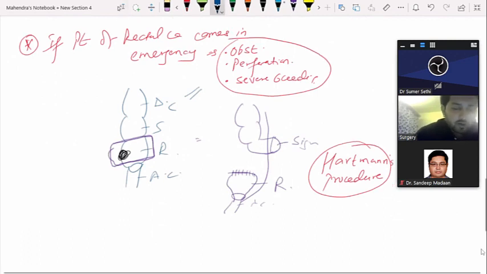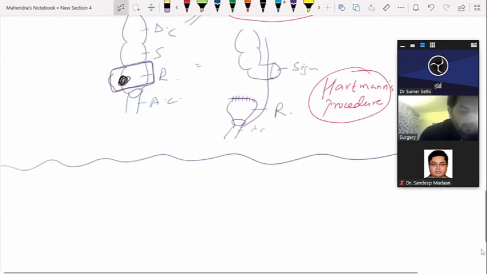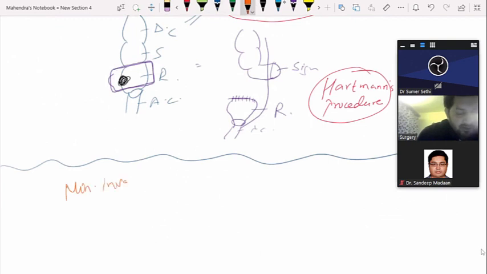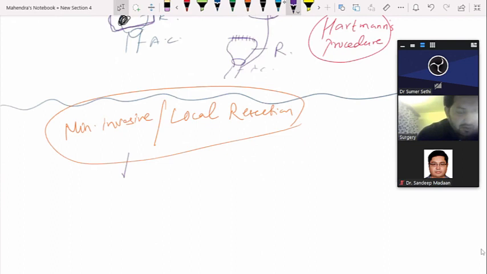Okay, so one more thing I'll tell you, about minimal invasive surgeries, or you can say local resection. Later, when you do the surgery, if you are doing LAR, you can go for anastomosis. But if you are doing APR, then obviously there is no anastomosis. There are two types of local procedures. I'll show you these images. One is known as transanal minimal invasive surgery.